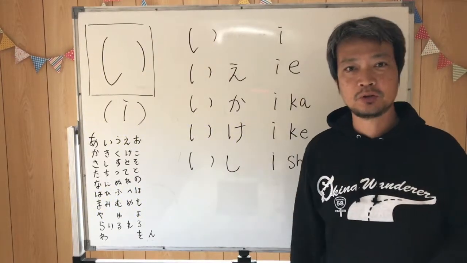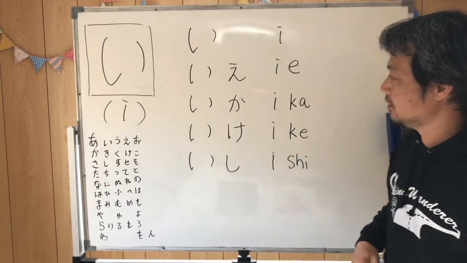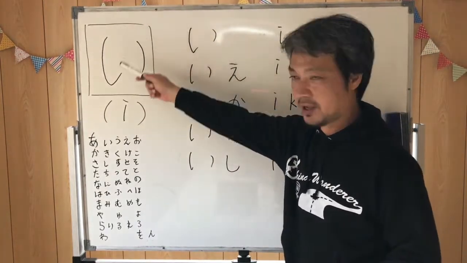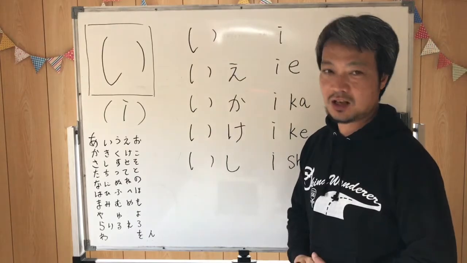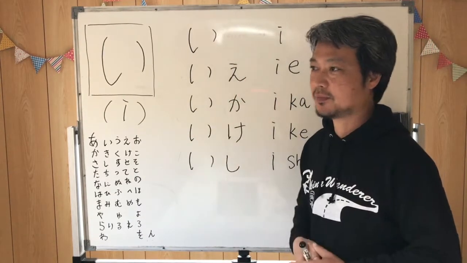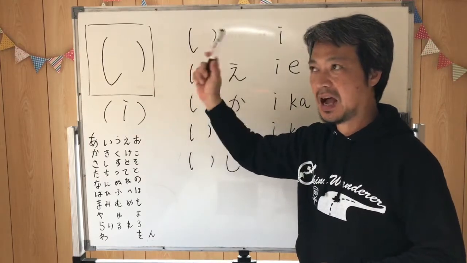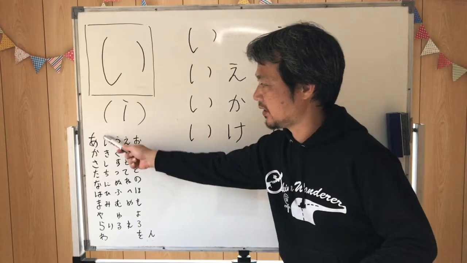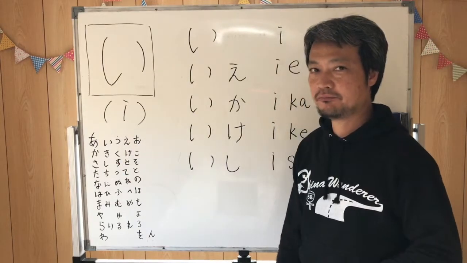Let's learn about Japanese I. The second character in Japanese. We did A last time. The next character is I. A, I, U, E, O. The second one, I. Okay?